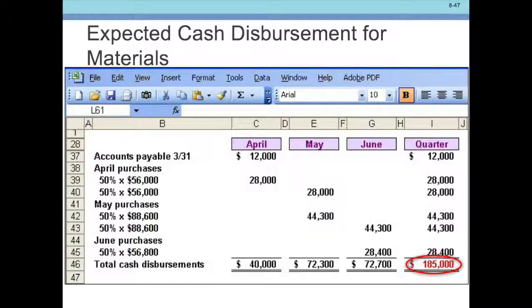So the total here, and these totals are easier to multiply across and vertically. You just add them across and add them down, and you end up with $185,000 cash flow that's going to be going out for direct material purchases. This is going to obviously tie into our cash flow statement at the end.